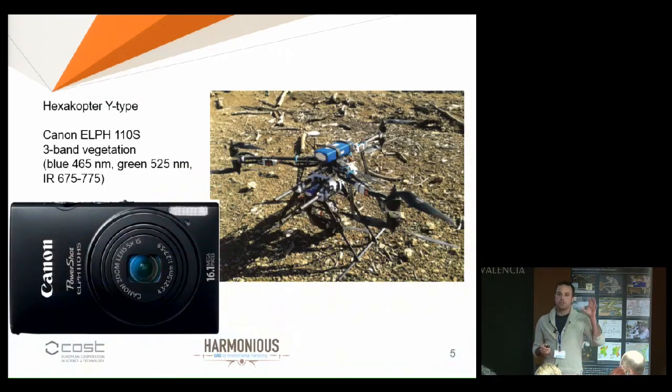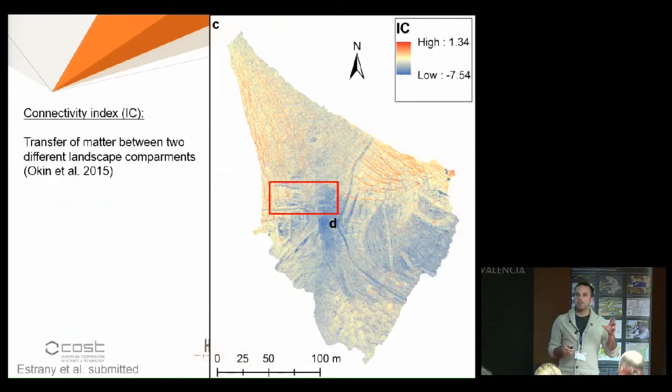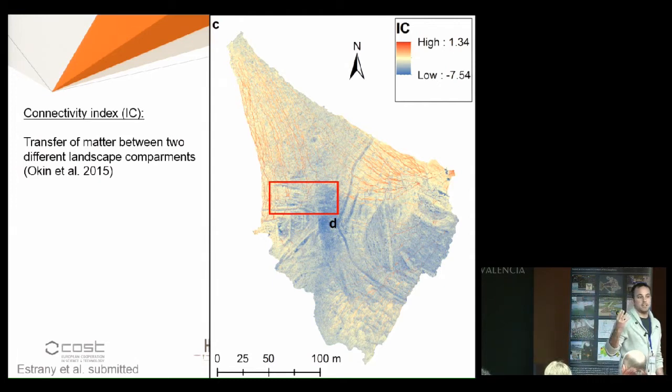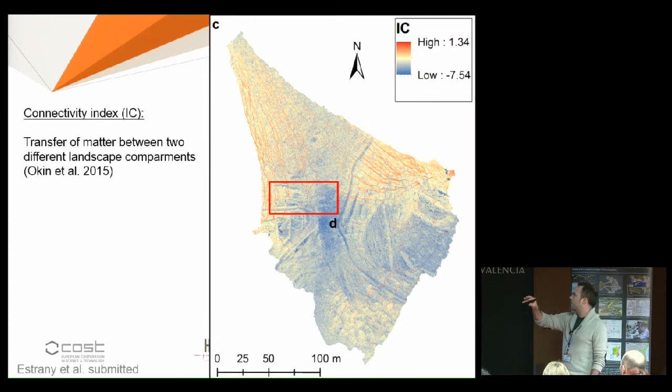What we were doing using drones is trying to get information about the potential of erosion and vegetation recovery. Here you can see our microcatchment study, where we applied the connectivity index to a digital elevation model. I'm not an expert on that, but basically the connectivity index gives you an idea about the transfer of energy or matter between two different landscape compartments.